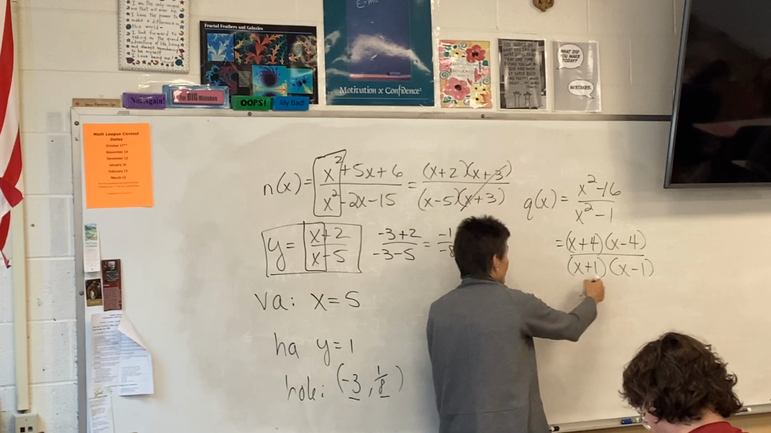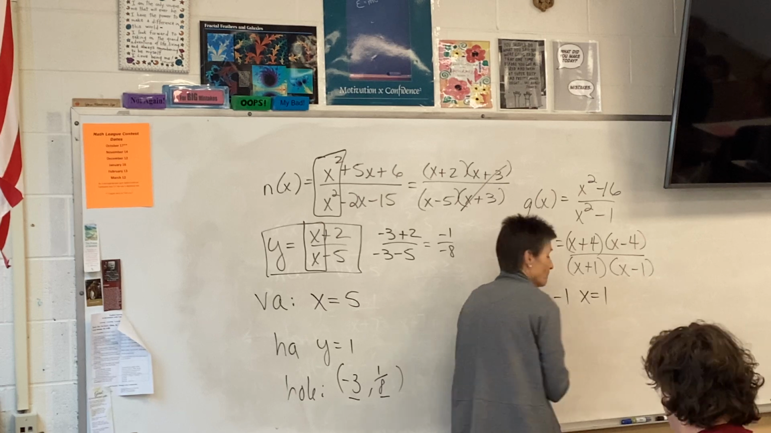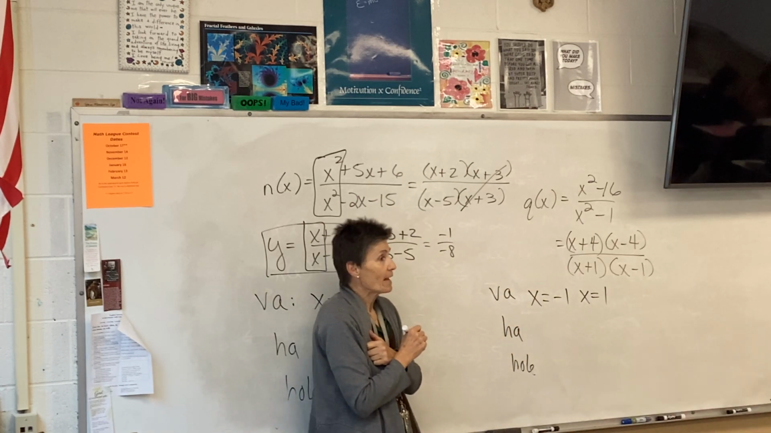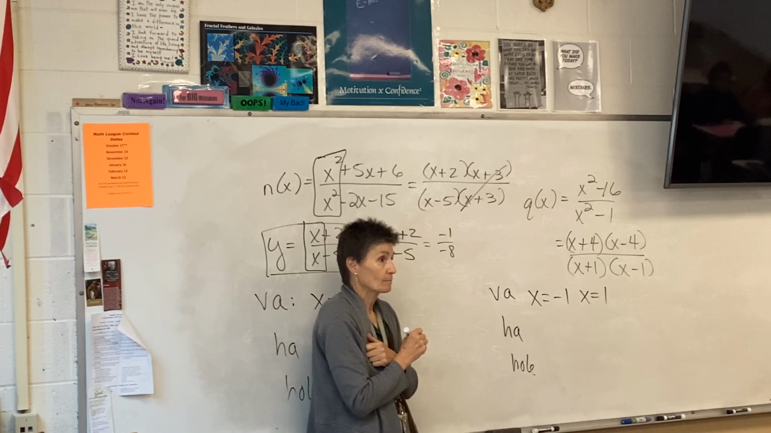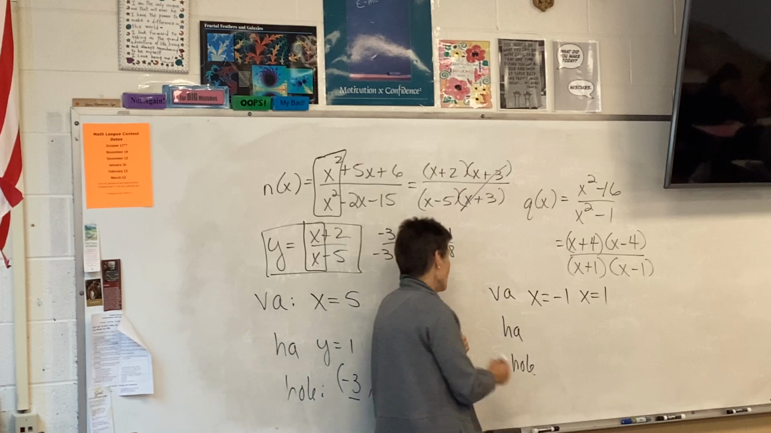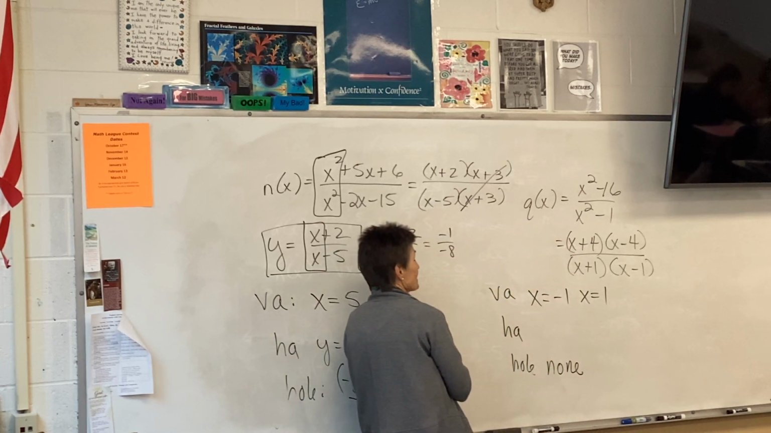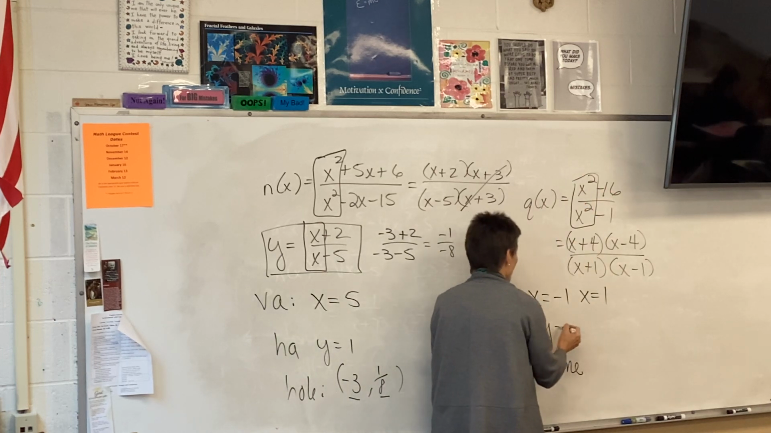Okay, so what are my verticals here? What x is either -1 or 1? 2 vertical asymptotes. Every x in the denominator is going to give you a vertical asymptote. No holes, because we said nothing canceled. How about horizontal asymptote? Y equals 1.